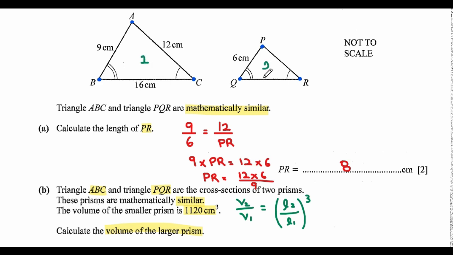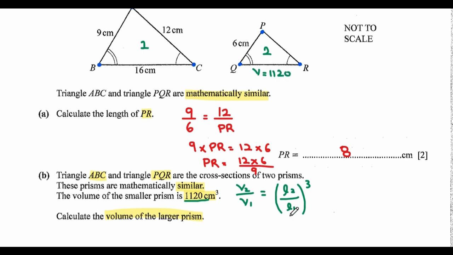Let me call this first shape 1 and the other 2. And the volume of the smaller shape, or shape number 2, is 1120. So I am writing V2 as 1120. Now plugging in the values in the equation, V2 would be 1120 and V1 is unknown. Now L2 can be 6. And for this, the other corresponding side on the other triangle is 9, which is the AB side. So 6 over 9, and cube of the whole values.